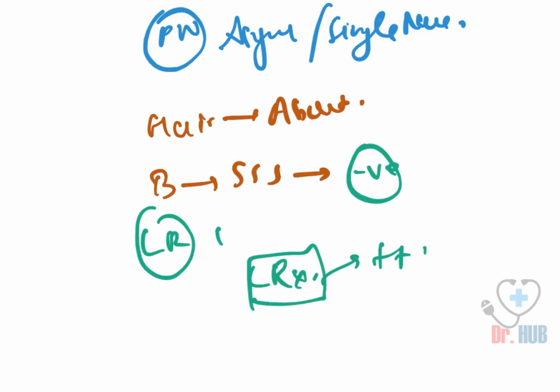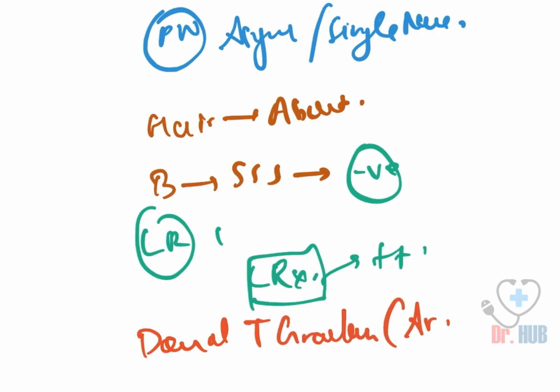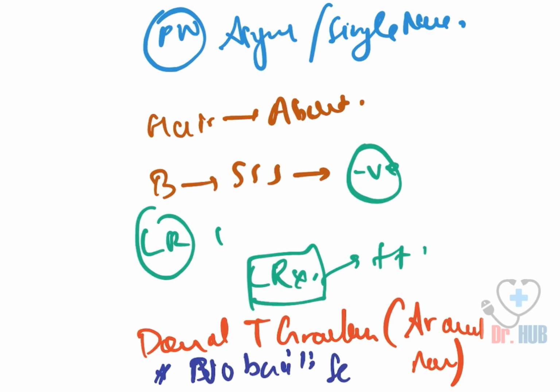Now looking at the histopath, there are dermal tuberculoid granulomas arranged around a nerve. What about the bacilli? There are no bacilli seen.